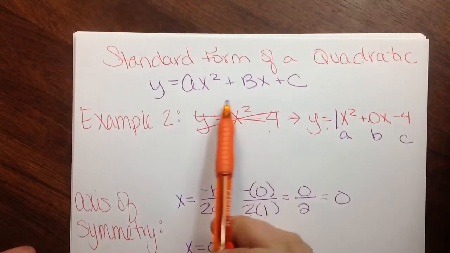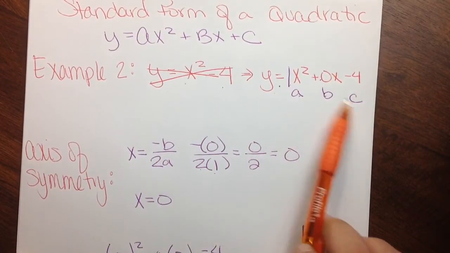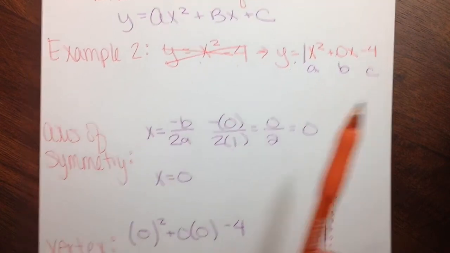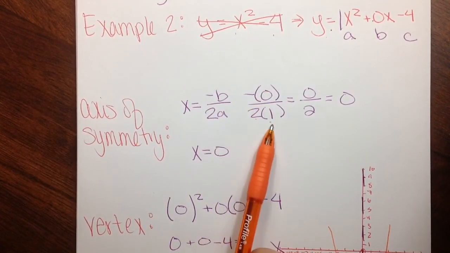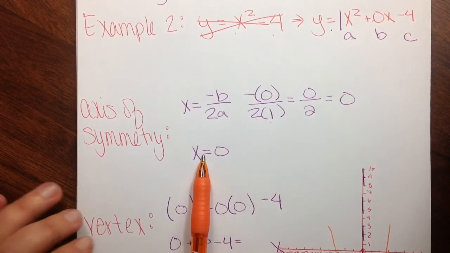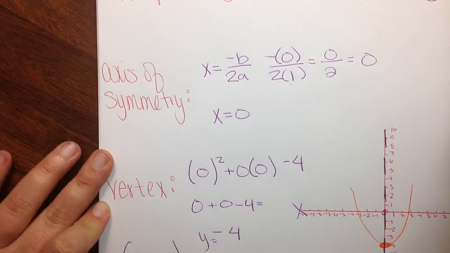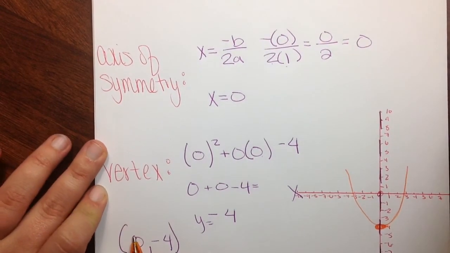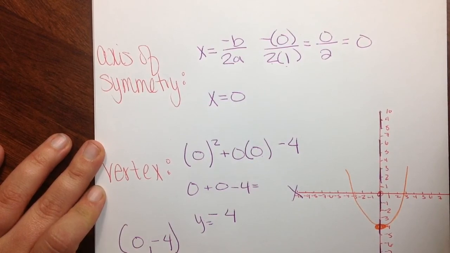Again, step 1, write our formula. Step 2, make sure we have a, b, and c. Label them. Step 3, axis of symmetry formula. Make sure that we put them in parentheses. Plug in the proper numbers. Solve for x. Then we're going to take that x answer and plug it in for the x of the vertex. And then we're going to plug it back into the original equation to solve to find our y. And then this would be our vertex.